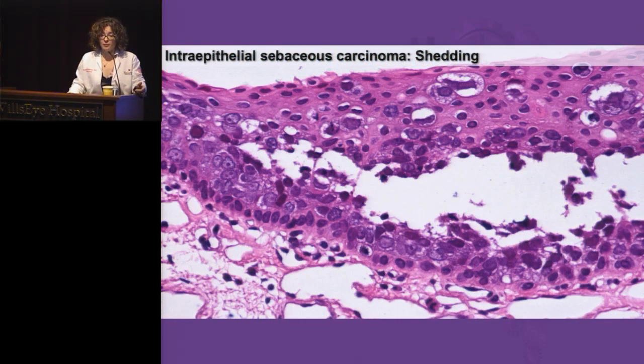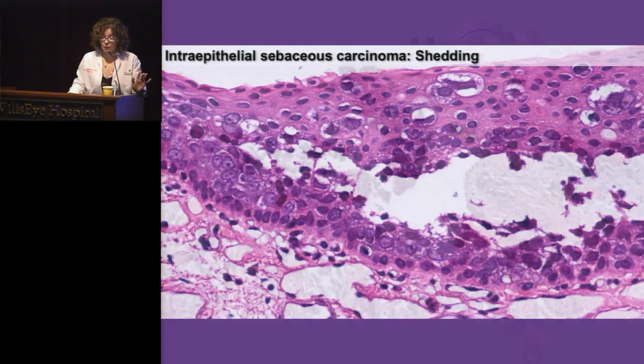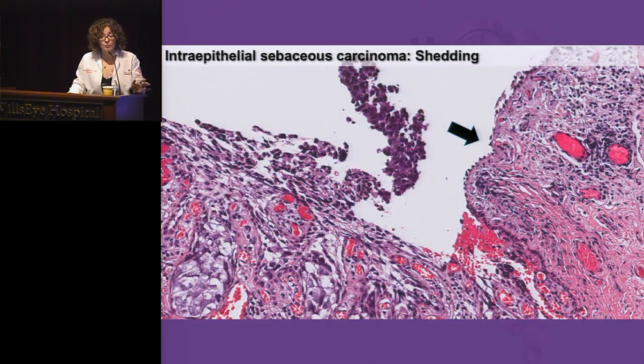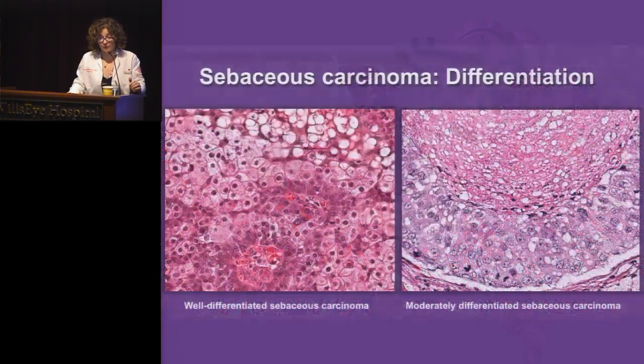You have to be aware, though, that tumor on the surface of the epithelium can shed along with the epithelium. So we sometimes may see completely denuded biopsy. And that's a clue to us to look closer. And that's a clue to the ophthalmic surgeons to have a higher index of suspicion for intraepithelial sebaceous carcinoma.